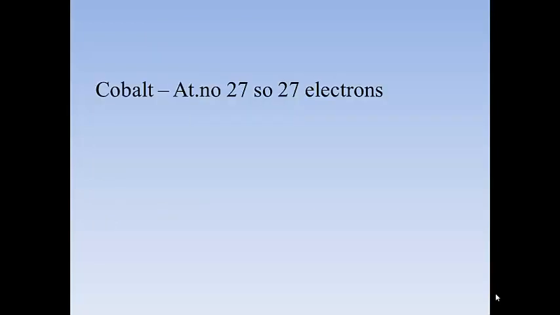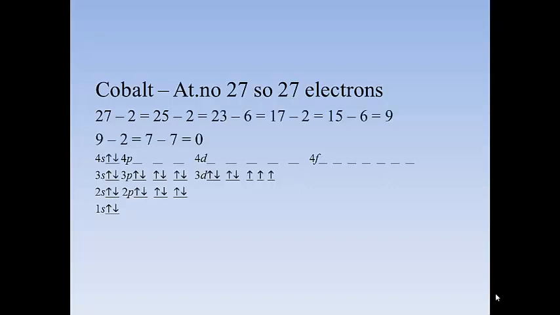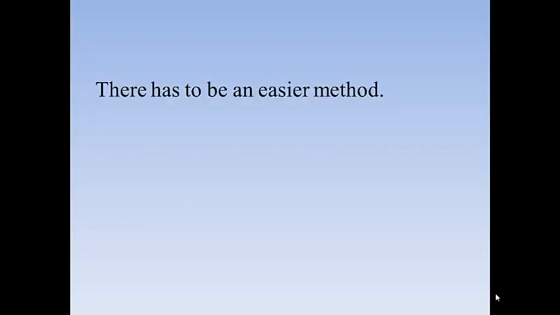And if we look at cobalt, which has an atomic number of 27, so we get 27 electrons to place, you now know how to write the Aufbau diagram. You start with the basic diagram, and then you begin to fill each of the suborbitals in the correct order until you've placed all of the electrons. It's nice because you can see where everything goes. The problem is it's rather cumbersome to write out. There has to be an easier method.